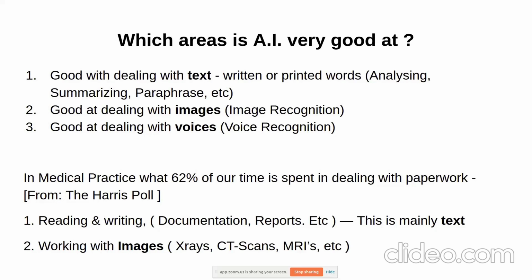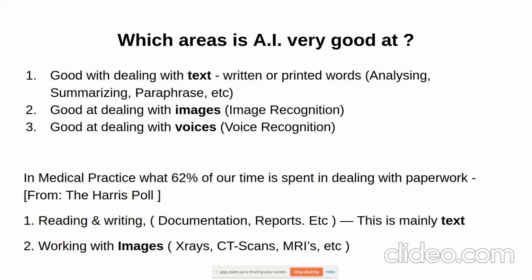AI is very good at dealing with text, written or printed words. It's able to analyze and summarize text. It's also very good at images, image recognition and the rest. And we've also mentioned that it's good at voice recognition already. In medical practice, we know that about 62% of our time as health workers is spent dealing with paperwork, that is text, written or printed information. And so if AI is very good at text, then we should be able to leverage AI to make our work easier.